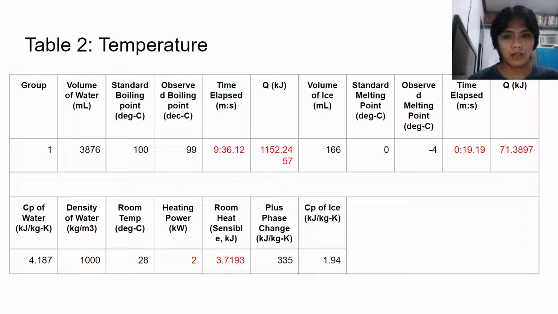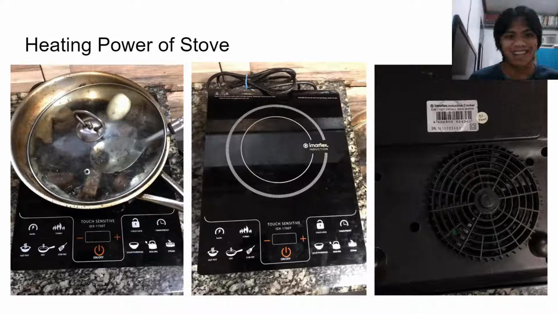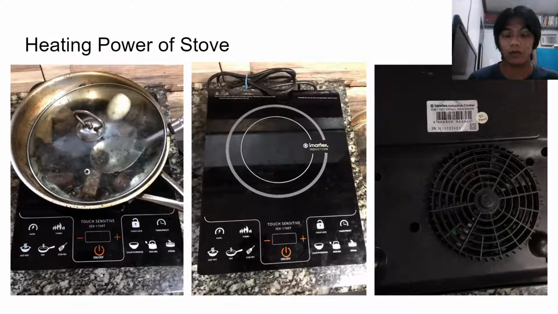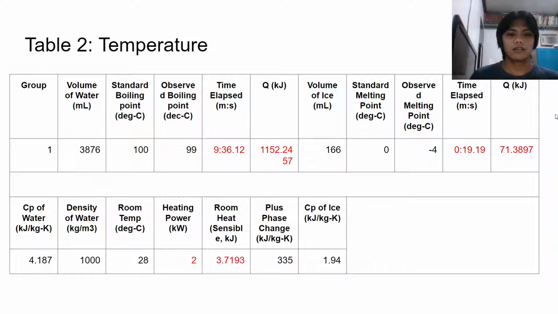Again, the values that are highlighted in red are calculated values, and those in dark are already given. So for the heating power, this is in kilowatts. I had an electric stove, and the heating power of it, as shown here in the sticker, says that it is 2000 watts at maximum power. So we put it there.